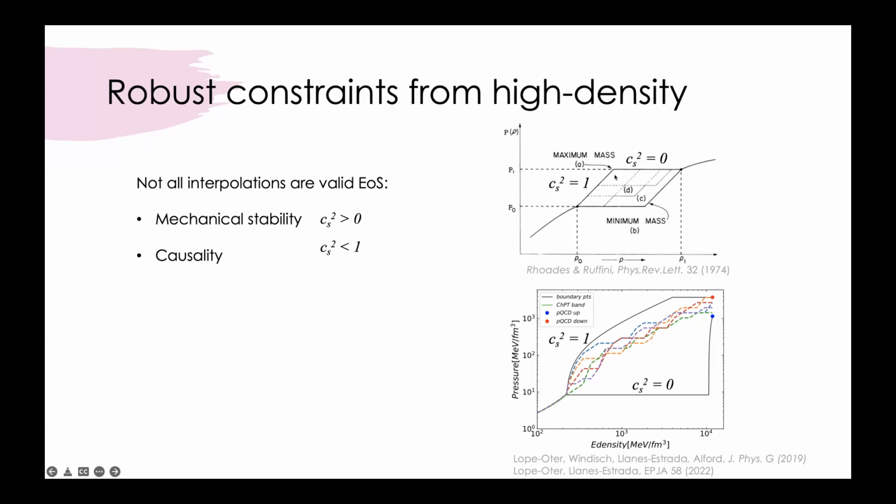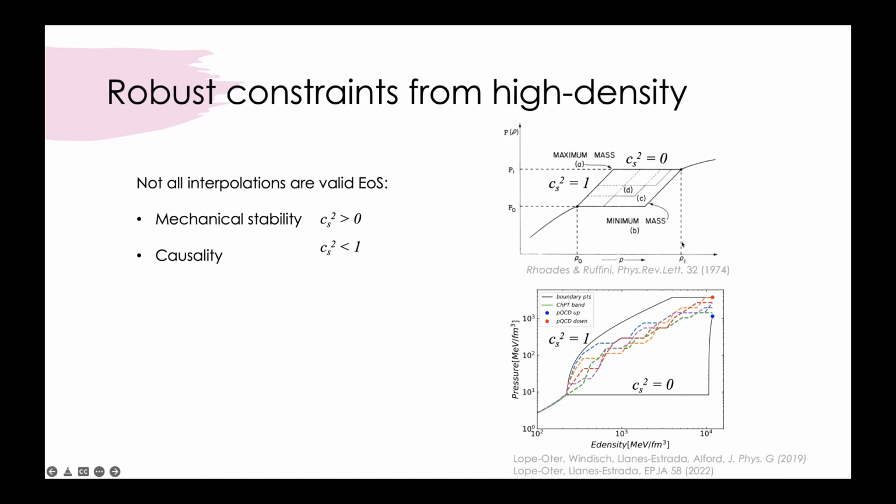A flat line here means a 0 speed of sound. And because we're talking about a relativistic system, the speed of sound cannot be larger than the speed of light. So that gives you also some kind of a limiting case. And now you can start thinking, what is the most extreme equation of state that could connect the low and high density limits?